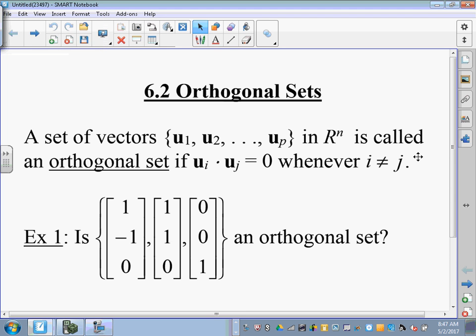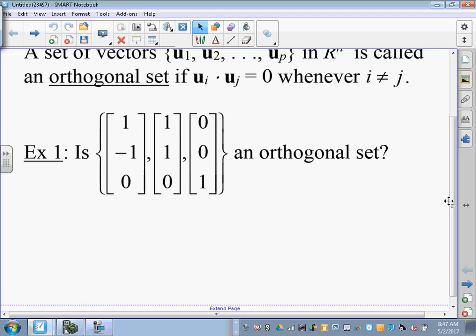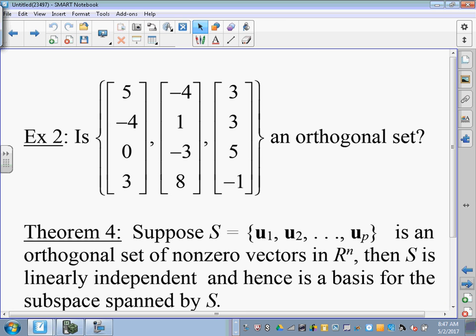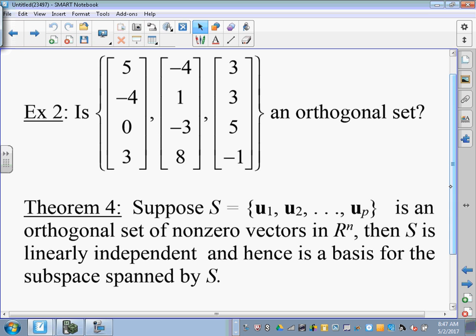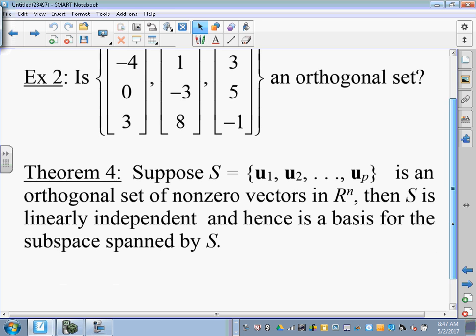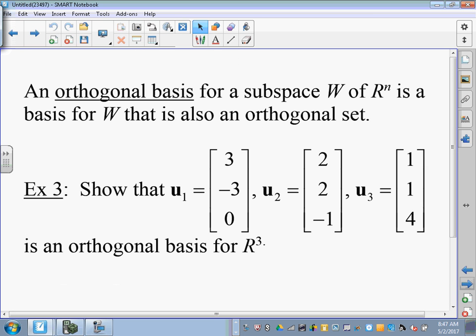What else? All right. So we know an orthogonal set is all the eigenvectors. All the vectors have a dot product of... Beautiful. And we can figure out whether or not things are orthogonal sets, right? So show that that is an orthogonal basis for R3.